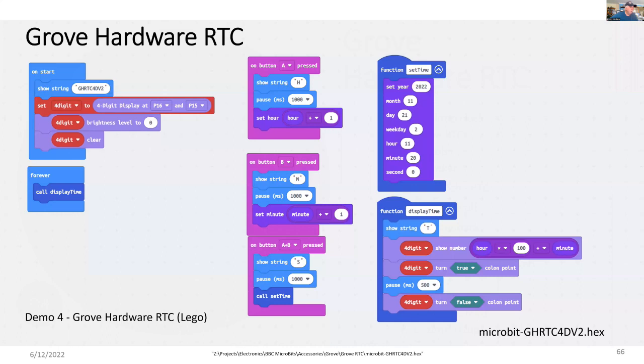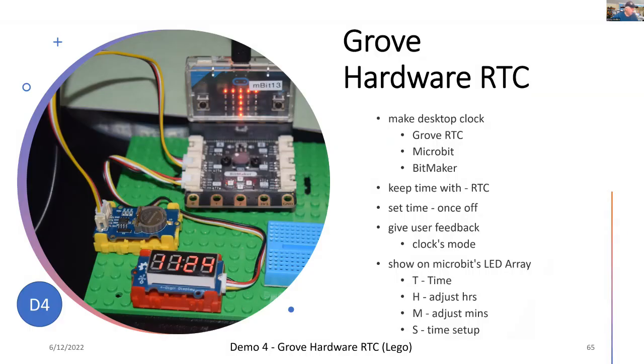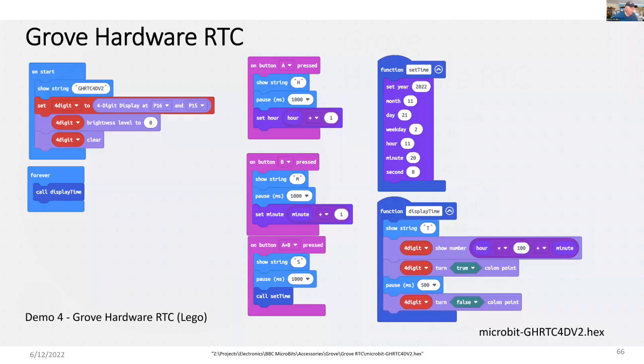And here's the software for that. And what we're doing is showing on the Grove 4-digit display on the bottom there, the time, which is showing 11:24 at the moment. So unlike the previous project, we can actually show the hours and the minutes all on the one display. And here's the code for doing that.